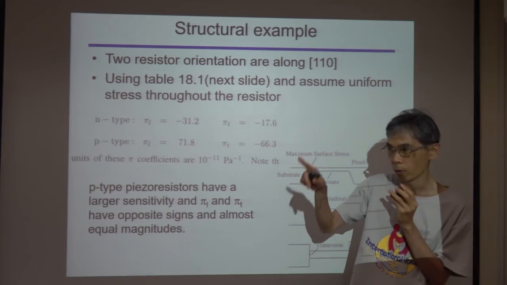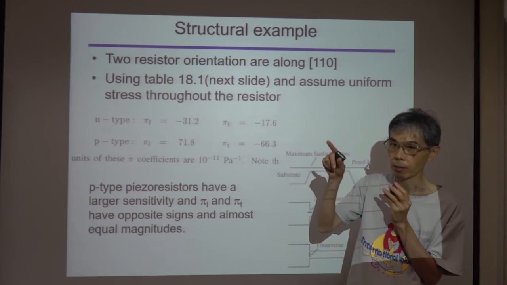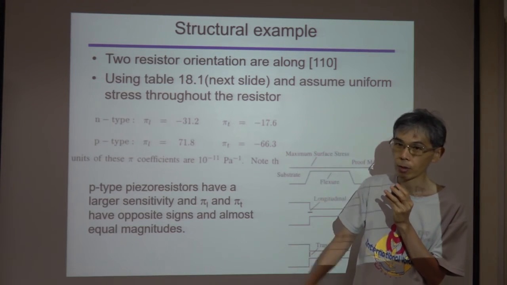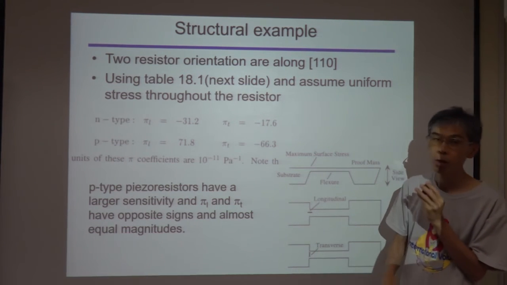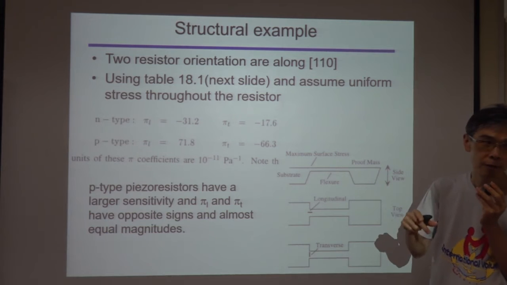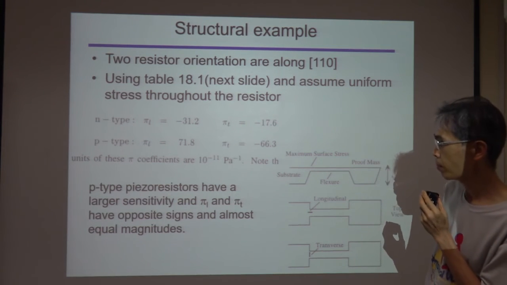Remember, we have the <110> family: 1, 1, 0; minus 1, 1, 0; 1, minus 1, 0. In that case, this is possible. They all belong to the <110> direction family.